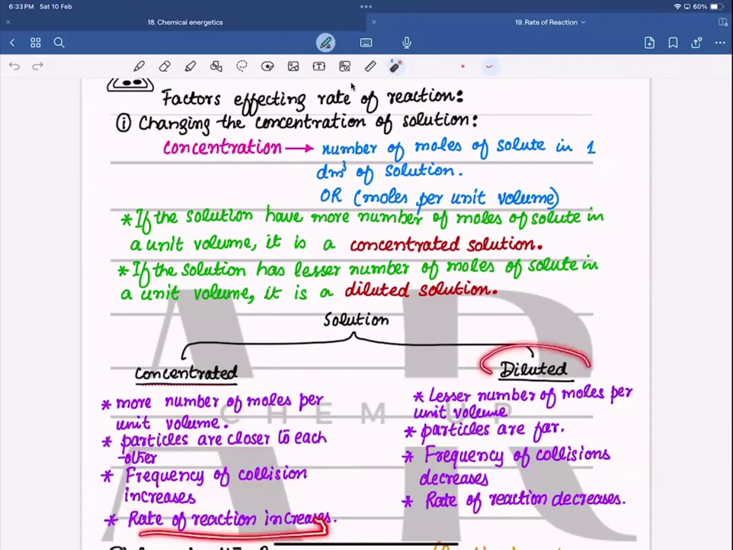And if we use the diluted solution, it means that there are fewer moles of solute in a unit volume. So the particles are far from each other, they are further away. So the frequency of the collision will decrease because if they are far, it will take time to come close to each other and collide, right? So as a result, the rate of the reaction will decrease.